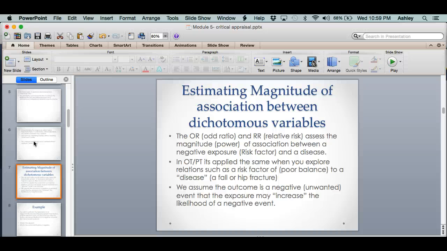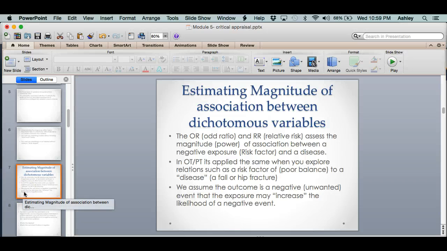Now, estimating magnitude of association between dichotomous variables. The OR, which is odds ratio, and RR, which is relative risk, assess the strength of association between a negative exposure, which is a risk factor, and a disease. In OT and PT, it is applied the same way you explore relations such as the risk factor of poor balance to a disease such as a fall or hip fracture.